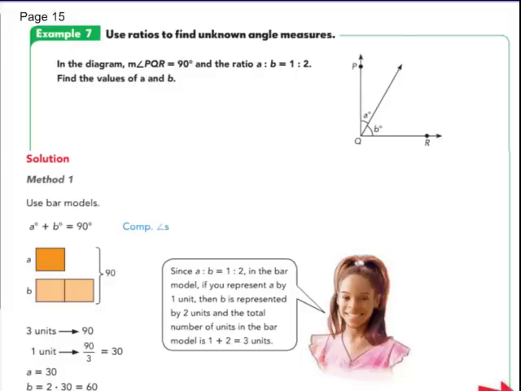Using ratios to find unknown angle measures. This is a little tougher. In the diagram, there's two ways you can do it. You can do it through the bar model, as you can see here towards the bottom, or you can do it using algebra. In the diagram, the measure of PQR is 90 degrees. The ratio of A to B is 1 to 2. So B should be twice as big as A. It looks like it's drawn to scale. Find the values of A and B.